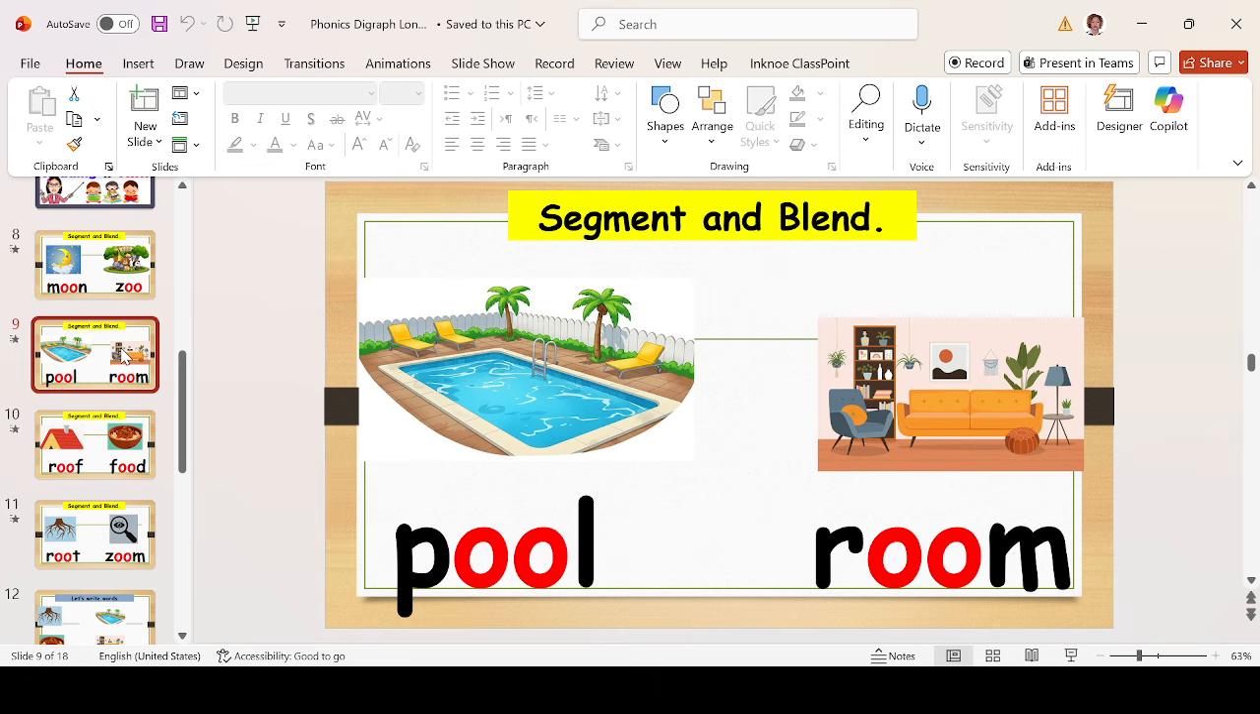Then the next one, okay, you can see on the picture, and then let's say the sound. Yes. So what is the word? Look. Very good. What is the word? All right. Let's read together. Oo, pull. Oo, pull. Okay.